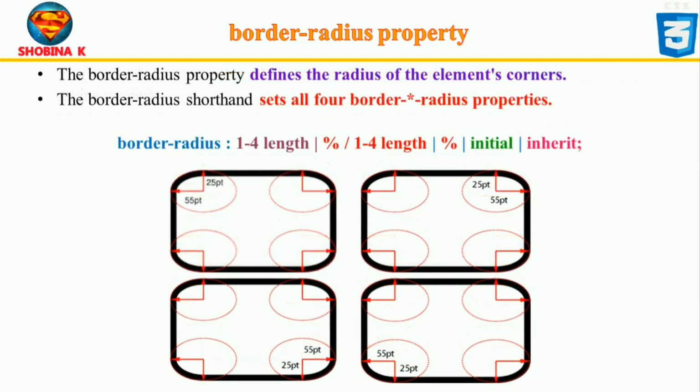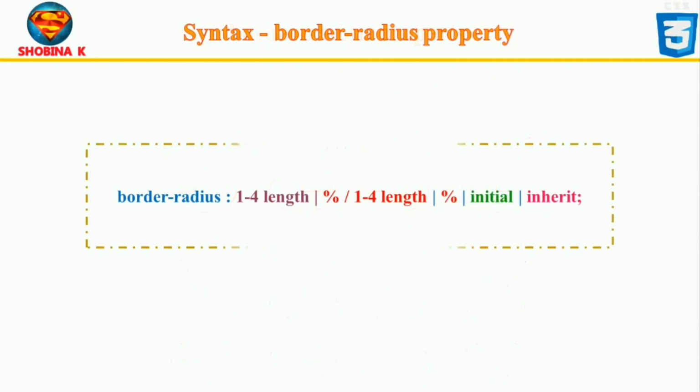Note the 4 values for each radius are given in the order top left, top right, bottom right, bottom left. For example, if bottom left is omitted, it is the same as top right. If bottom right is omitted, it is the same as top left. Similarly, if top right is omitted, it is the same as top left. This is the formal syntax for the border-radius property.